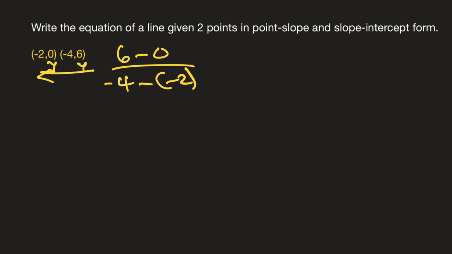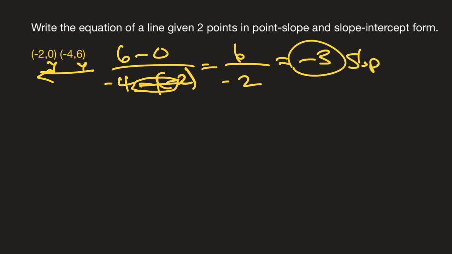So negative 4 minus negative 2, be careful there on the bottom, that's going to become a plus sign. So on top we get a 6, on the bottom, we get -2. -4 plus 2 is -2, and that reduces to -3. There's my slope.